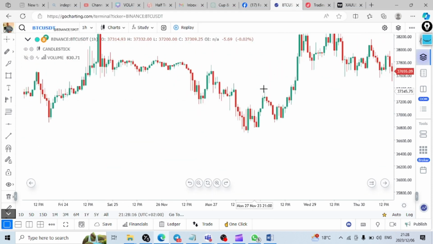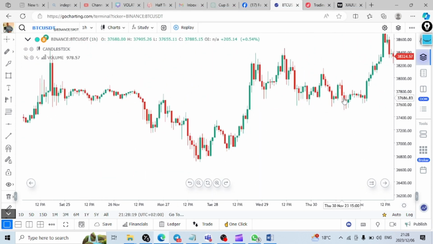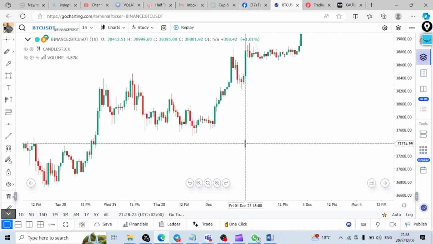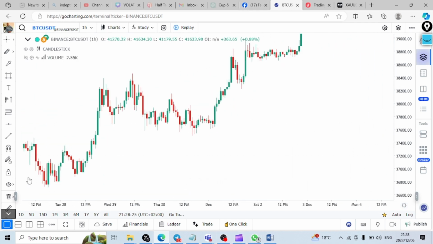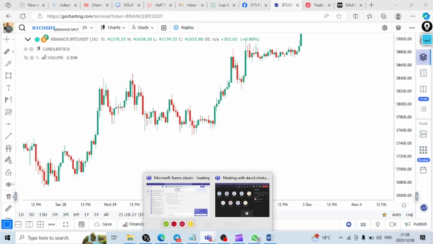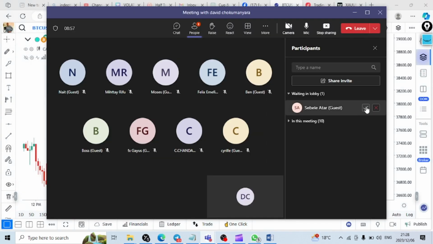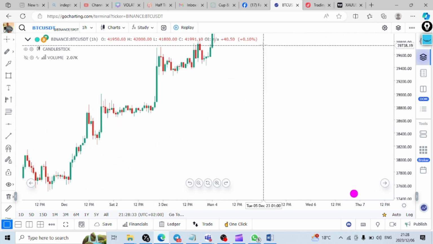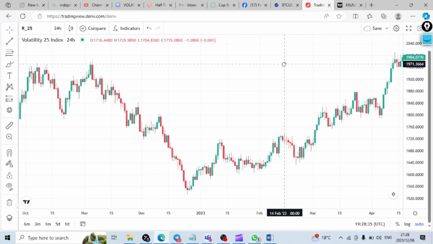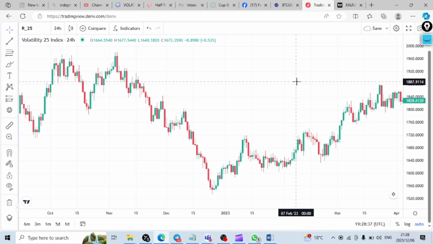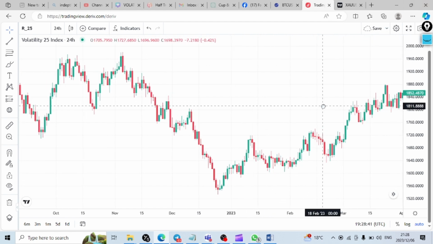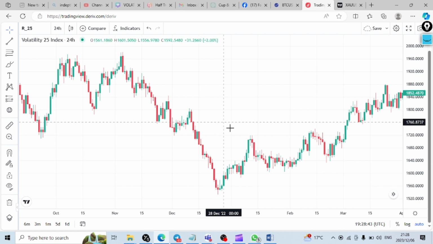Let's look for another example. If I can't find it, I'll quickly go to MT5. Let me just allow those who want to join. Okay, let's go to our Boom and Crash. Okay, we have an example here.